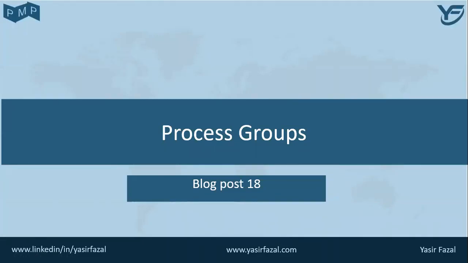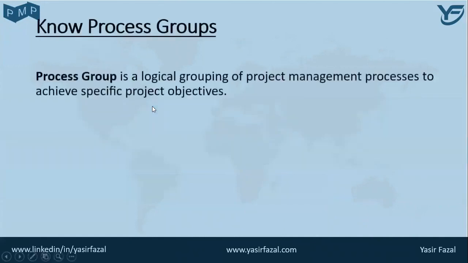And in today's blog post, I'm going to discuss process groups. So let's start. Basically, a project management process group is a logical grouping of project management processes to achieve specific project objectives. Process groups are independent of project phases. Project management processes are grouped into 5 management process groups. So let us discuss them one by one.